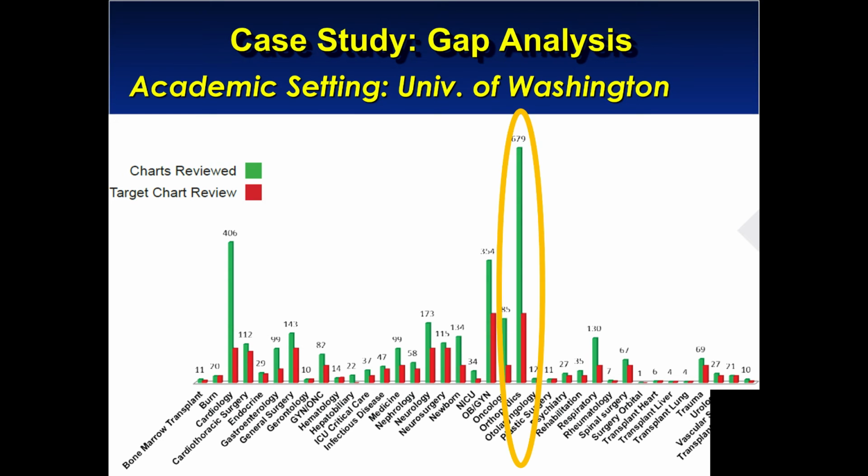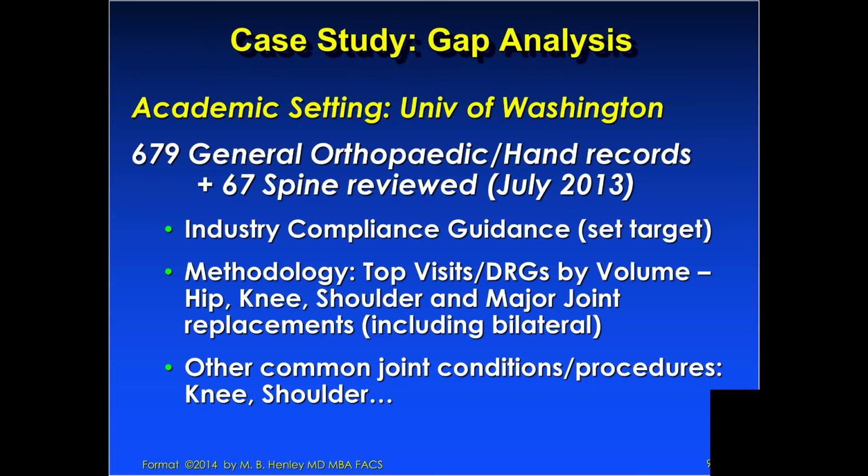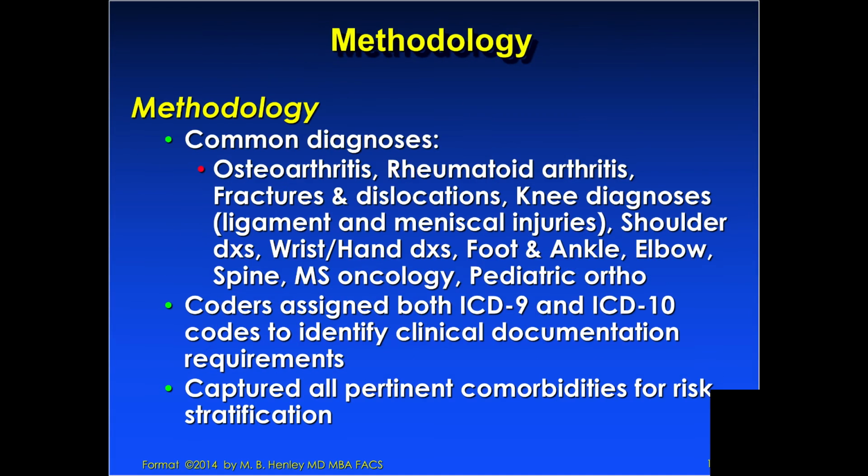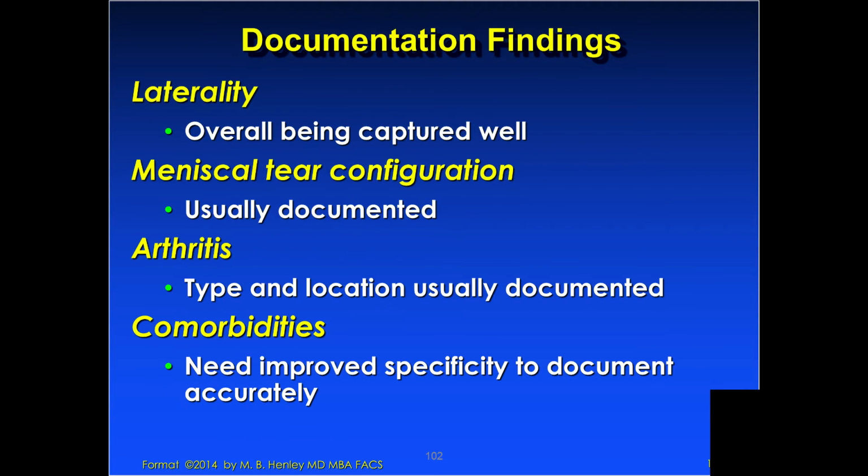They used industry compliance guidelines and looked at top visits and DRGs by volume. They looked at common hip, knee, shoulder, and major joint replacement diagnoses and other conditions that we see. So these are the common diagnoses that we see at the University of Washington, and they looked at a bunch of charts. Overall, they found that we do capture and document laterality quite well. For example, for meniscal tears, we identify whether it's the left or right knee, whether it's the medial or lateral meniscus, and the type of tear if that's known, meaning bucket handle, horizontal, whatever.